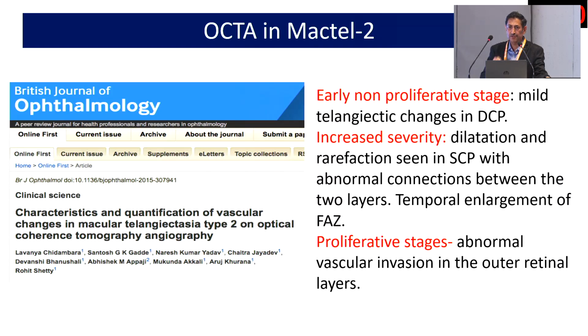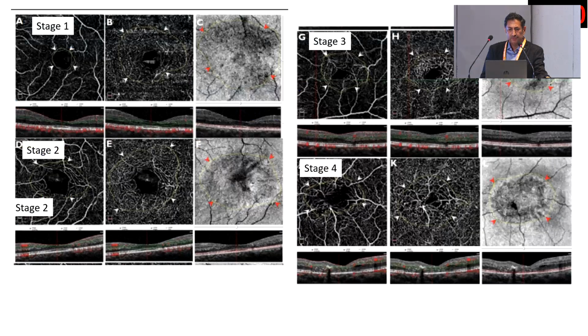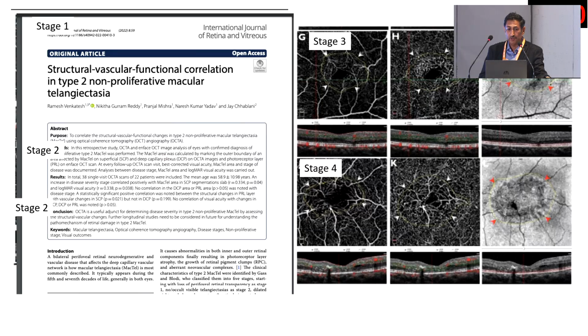But the morphology and how the disease progresses, it is well explained by OCTA. So we had a publication long time back. The changes usually start in the DCP. There is a dilatation, rarefaction, abnormal communications, and there's temporal enlargement of the FAZ. So OCTA can be used to stage the CNVM also. You can do a structural vascular function correlation. So it's very useful in MacTel also.